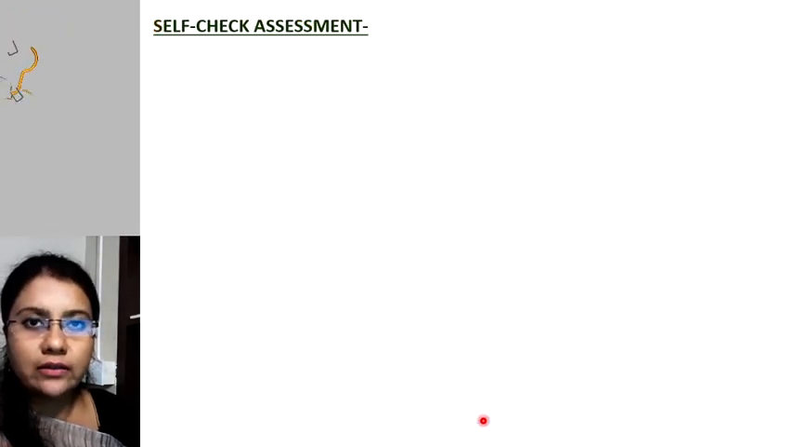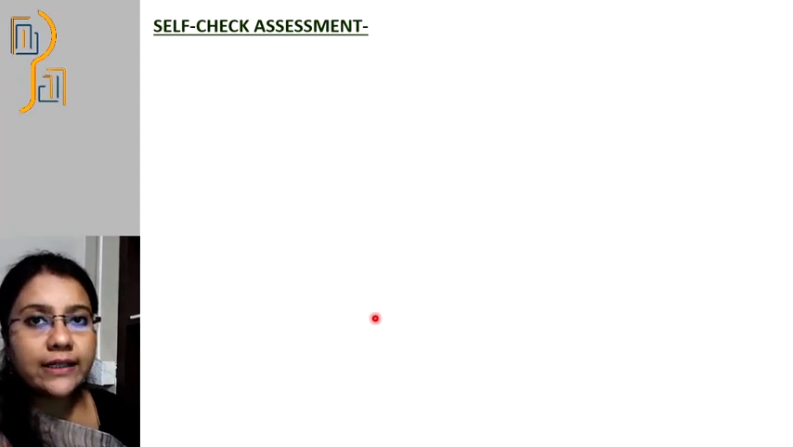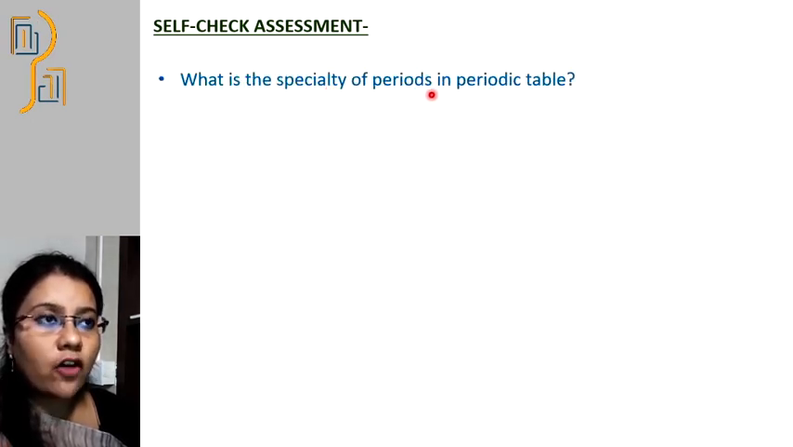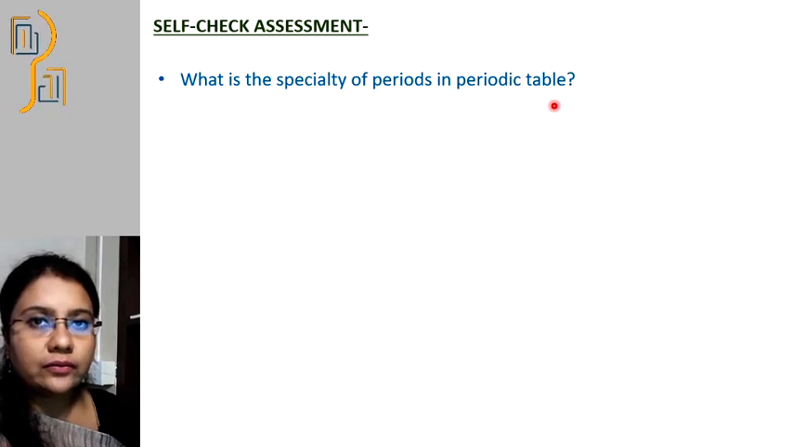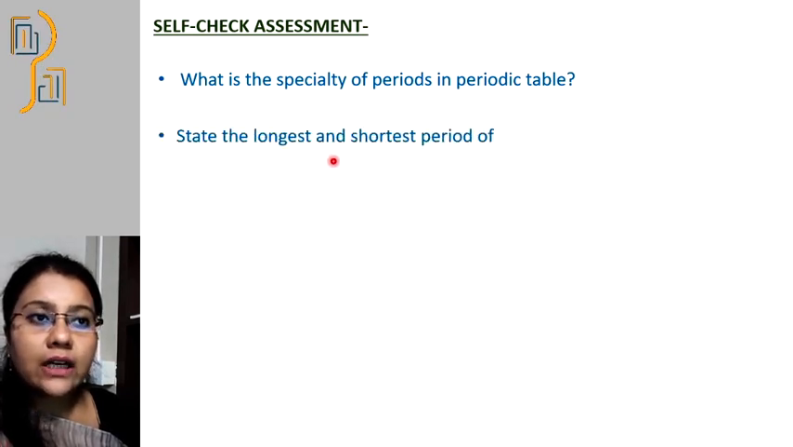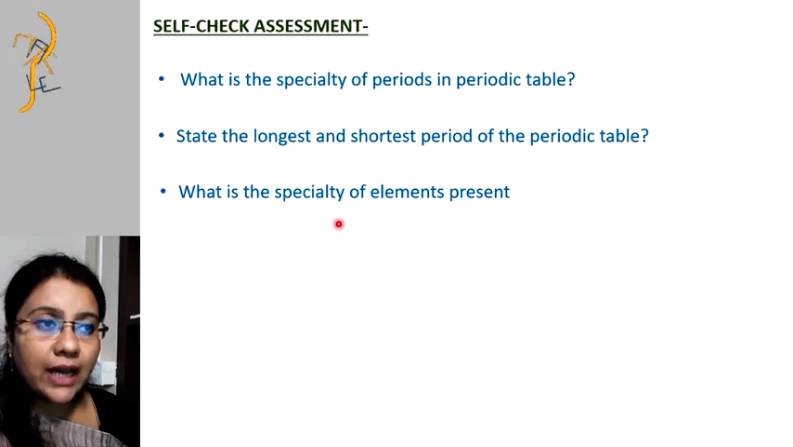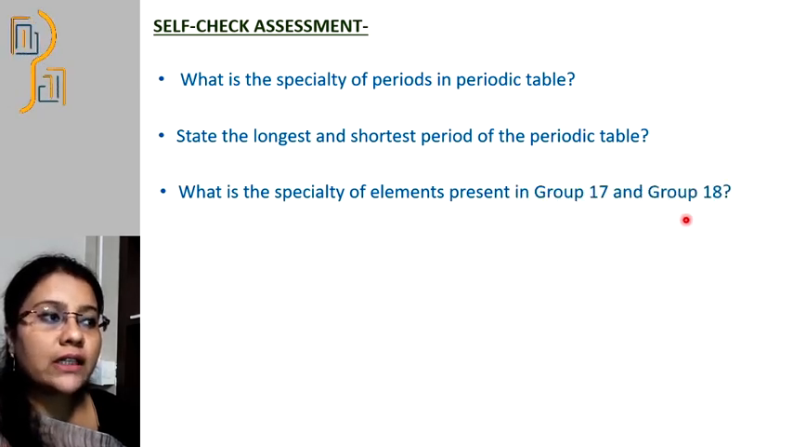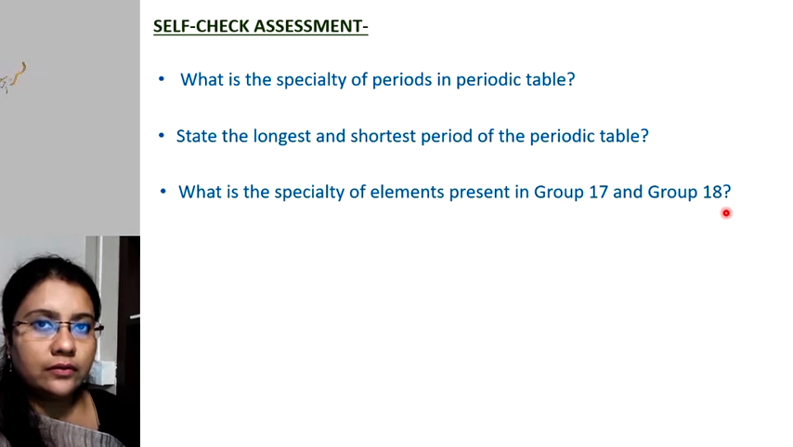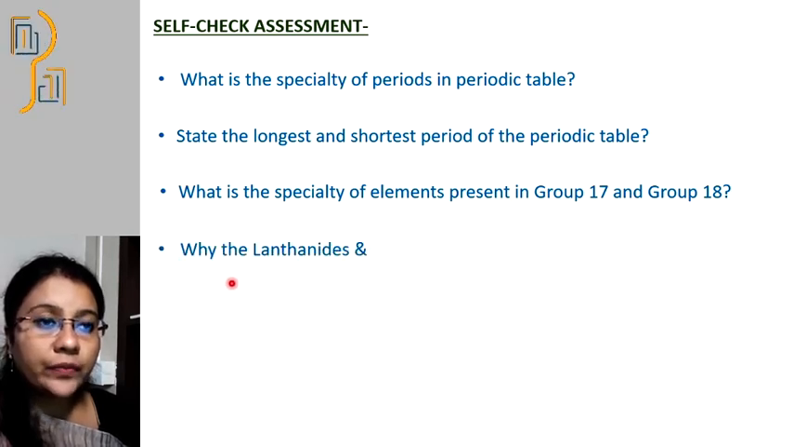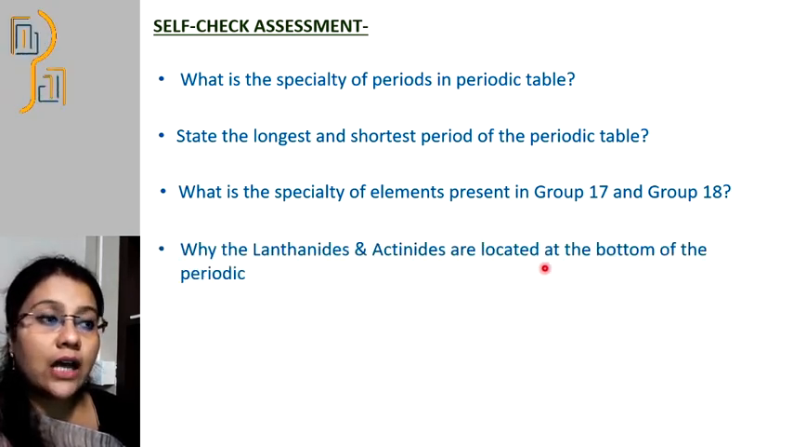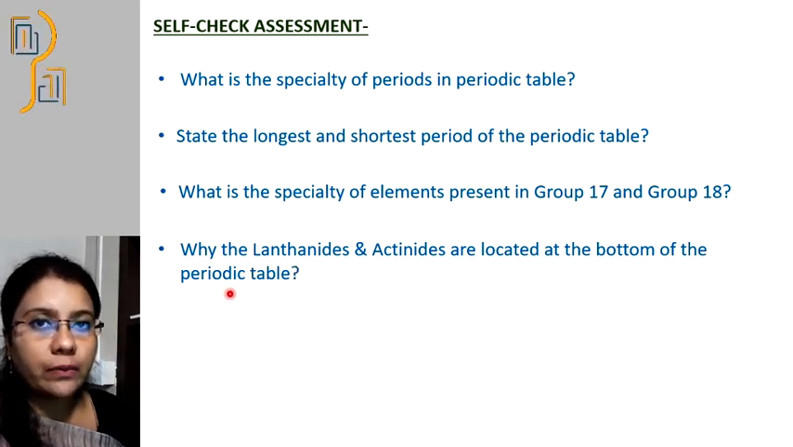Now hoping the essentials of today's lesson are deeply embedded, we encourage you to take up the self-check assessment. This segment is specially designed to test your understanding of today's episode. The first question is, what is the speciality of periods in the periodic table? Next, state the longest and shortest period of the periodic table. The third is, what is the speciality of elements present in group 17 and group 18? And the last question says, why are the lanthanides and actinides located at the bottom of the periodic table?